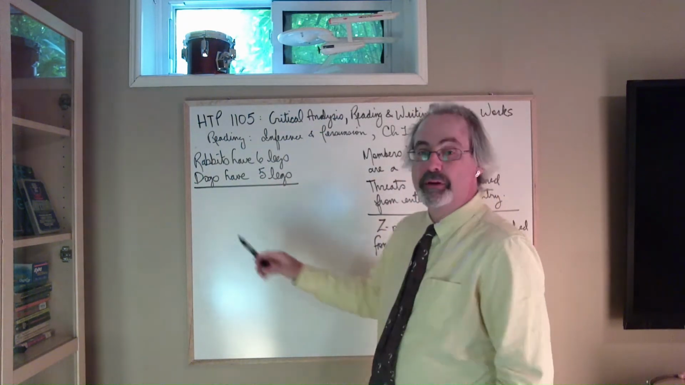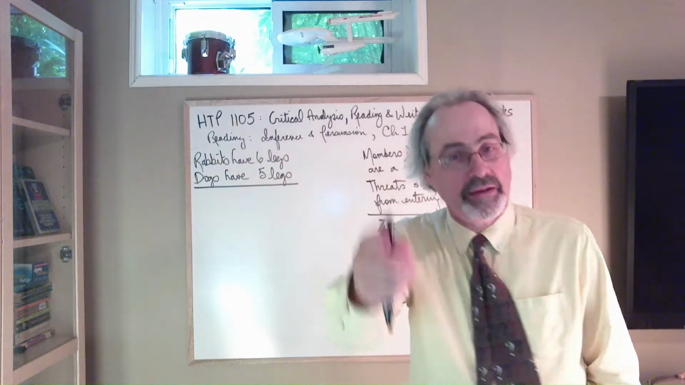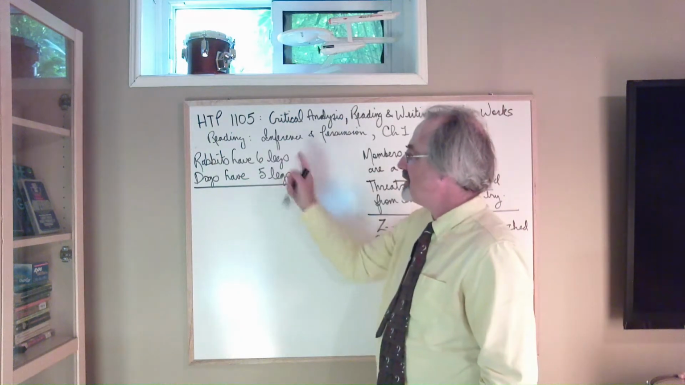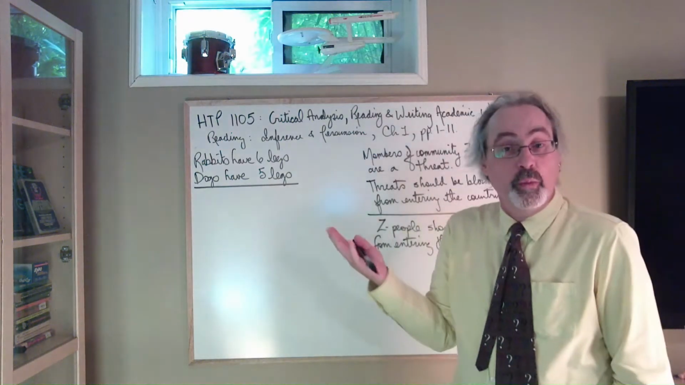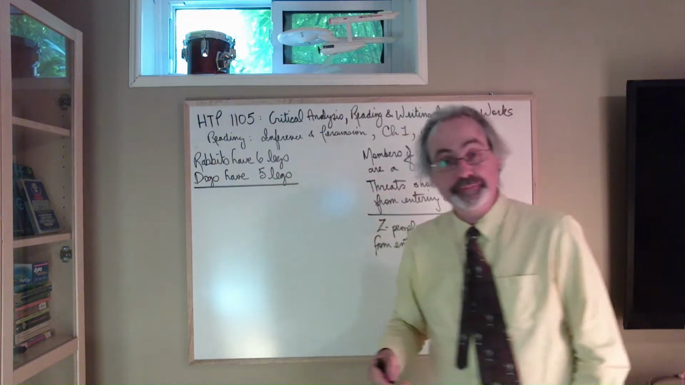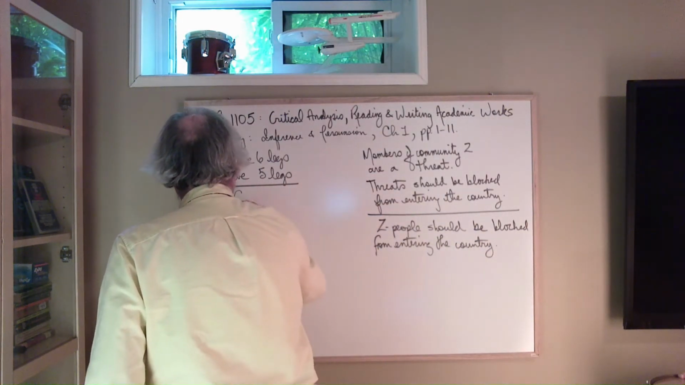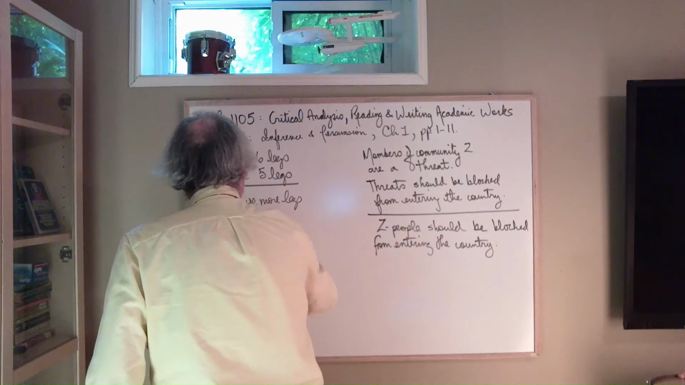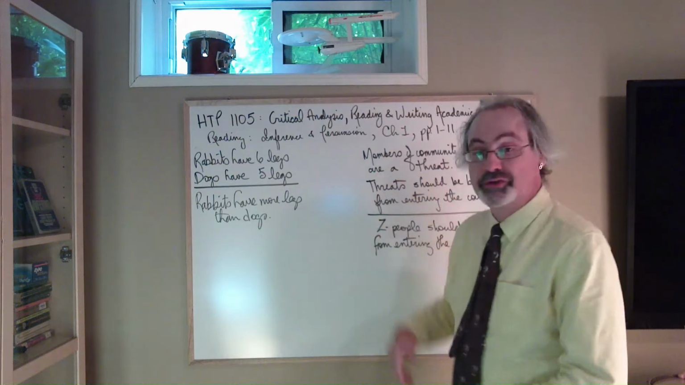Rabbits have 6 legs, dogs have 5 legs. Clearly, these are false statements. These premises are false. However, if I said to you, just for the sake of argument, let's assume rabbits have 6 legs, dogs have 5 legs. What could you say as a conclusion? What would follow? What would be a strong, fully supported inference, even though these are false? Well, you'd say something like rabbits have more legs than dogs. Again, that's a false statement, but if the premises are true, then the conclusion must be true.